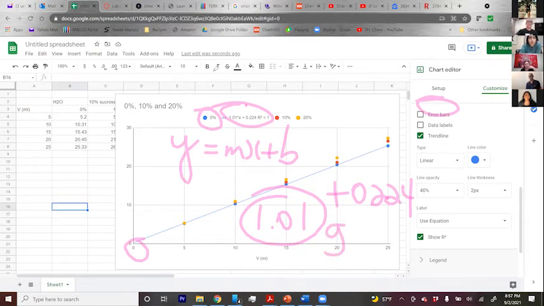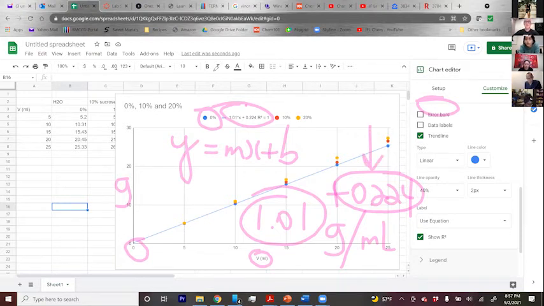1.01 grams. So I've got grams over here and mils over here. Grams per mil. So that's pretty good. This is problematic though, because as I explained before, we really want this to go through 0, right? We don't want a y-intercept because at 0 mils, there shouldn't be any mass. According to this, if I have 0 mils of water, it will weigh 0.224 grams. And that's obviously not true. It should weigh 0. So what are we going to do? I'll show you in a second.